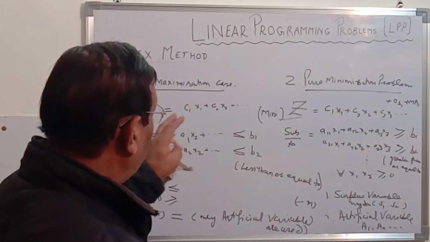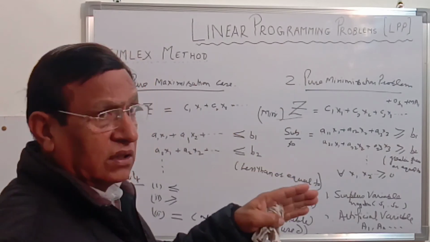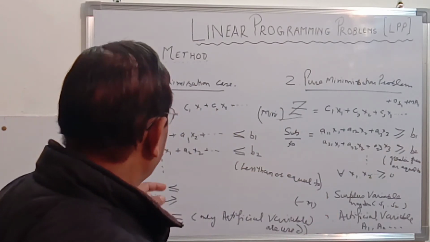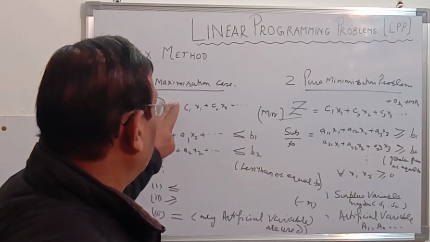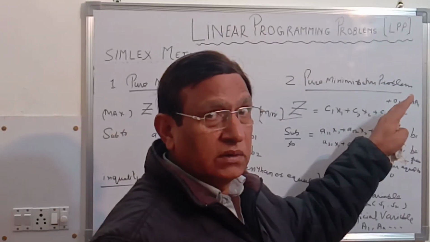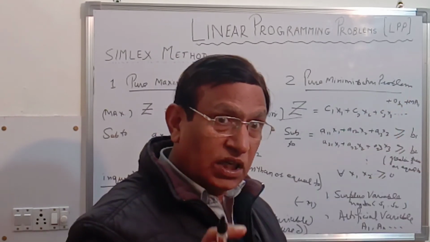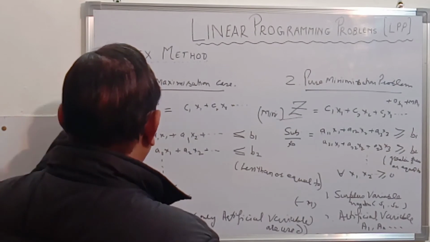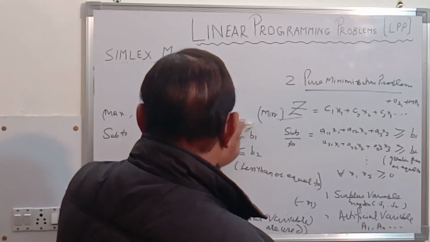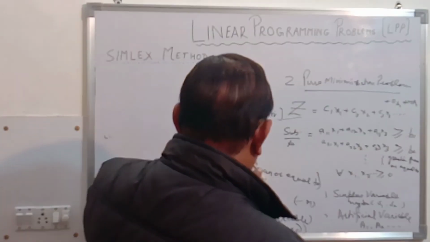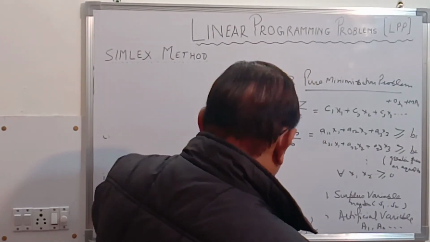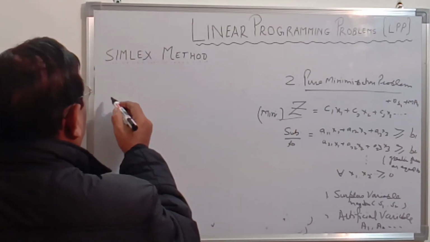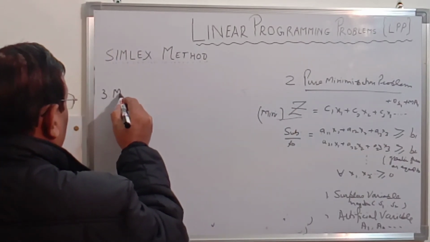So these are the two; actually basically there are 3-4 types of simplex method problems. These two are pure maximization, pure minimization. You have to judge which type of problem this is. Now third point is mixed problem. Third is mixed problem.